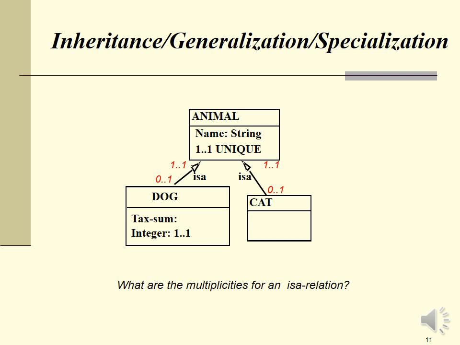Therefore, the cardinality for the role from animal to dog, the minimum value is 0. And an animal individual, I shall say, Fido, relates to at most one dog. And likewise for cats then. So an animal relates to 0..1 cats, and a cat relates to 1..1 animal.